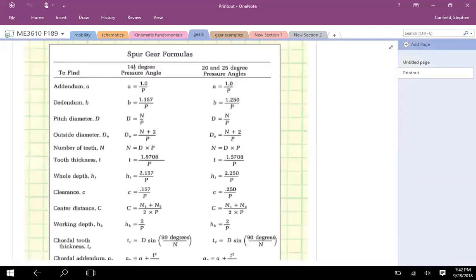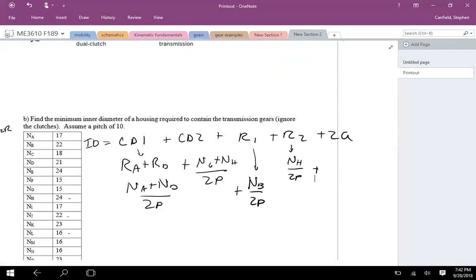I don't remember it. So I'm going to, oh, I just happen to have this formula up. So the addendum is 1 over pitch. Here's the center distance, and sum of N over 2P. So it's 1 over P, and I got 2 of them, so it's going to be 2 over P. I have to add all that stuff up. So everything's going to be over P. Actually, everything's going to be over 2P.